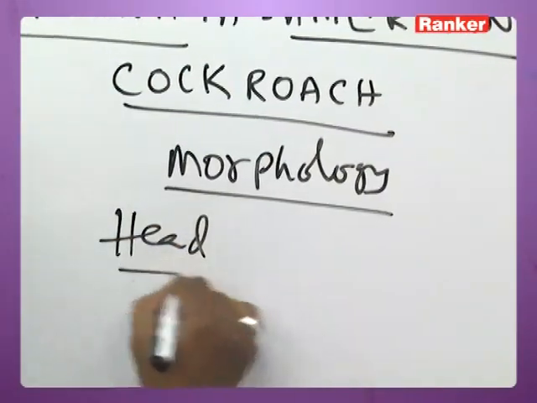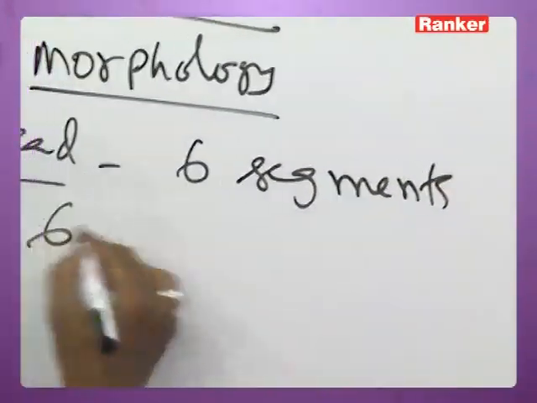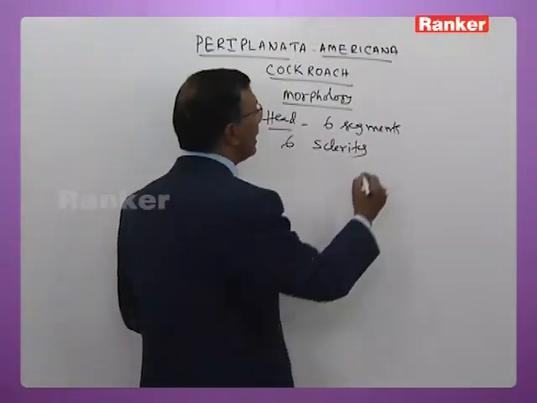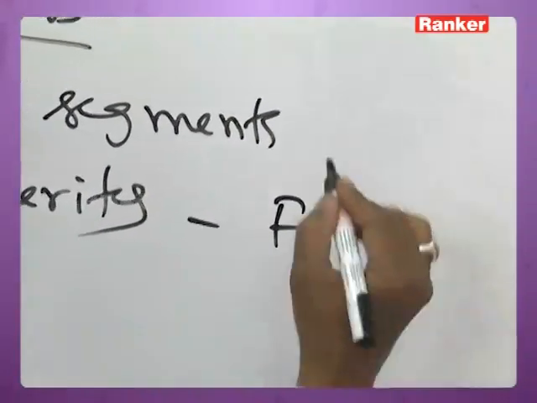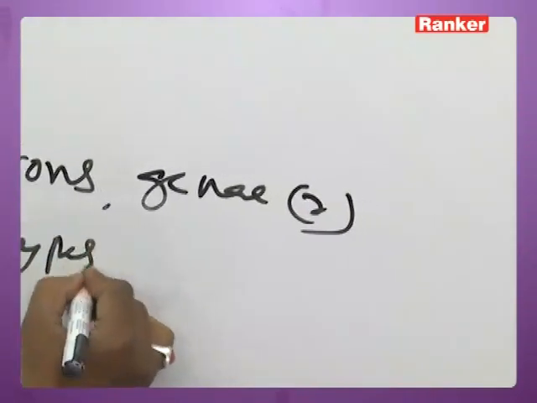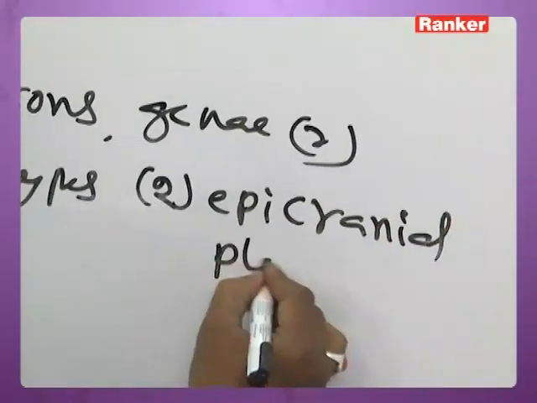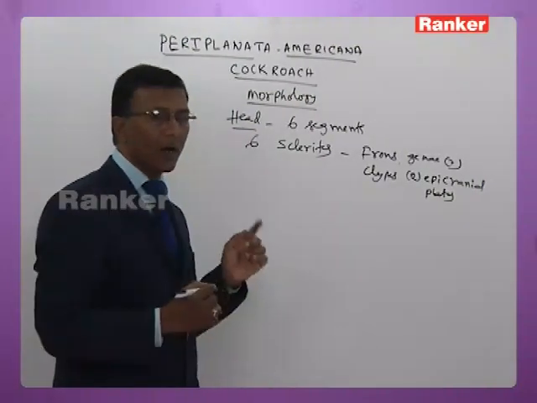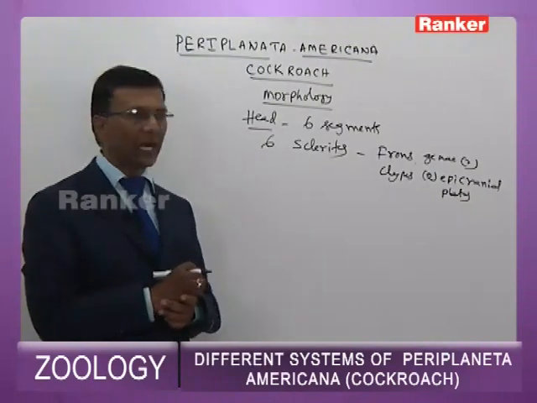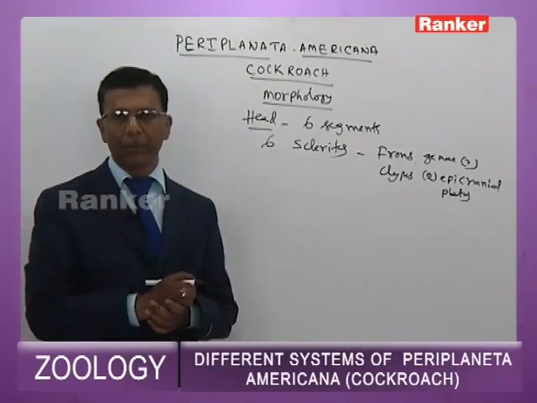The head of the cockroach is formed by fusion of 6 segments and covered by 6 chitinous plates, sclerites, namely frons, 2 genae, 1 clypeus and 2 epicranial plates. Frons is the single largest one and forms the forehead. Genae are the cheek plates, forming the lateral sides of the head. Clypeus forms the lower part of the head. Epicranial plates form the upper part of the head.